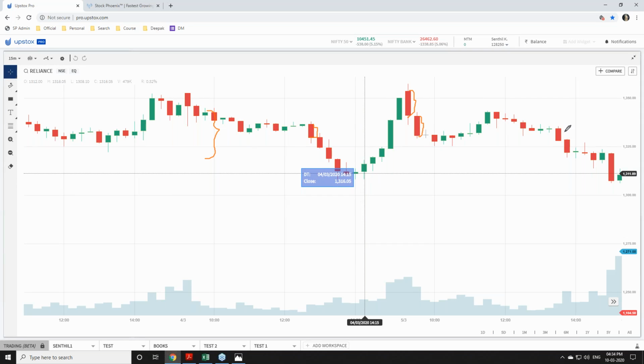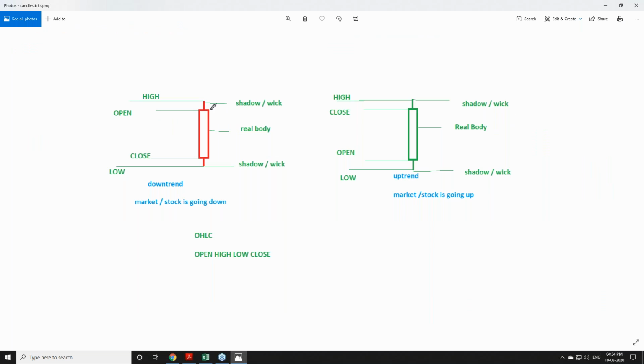Say, for example, you can see here the real body, the body of the candlestick. How do we have a full body from below our neck to just above our thigh? So the real body. After that we have hands, legs, and head. Like that, for this candlestick, this is called the real body.